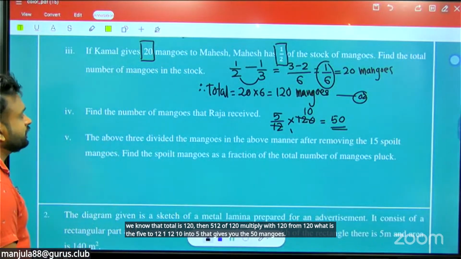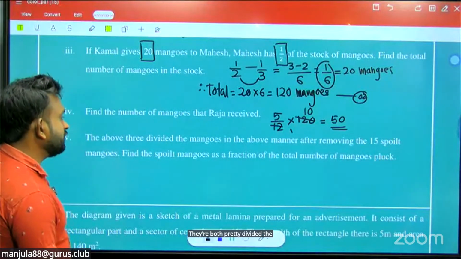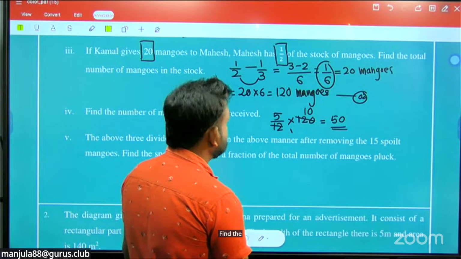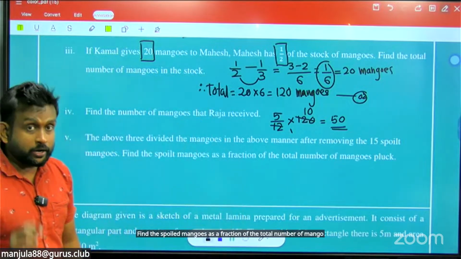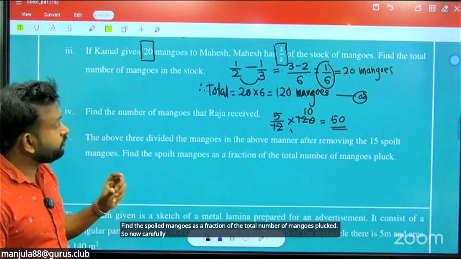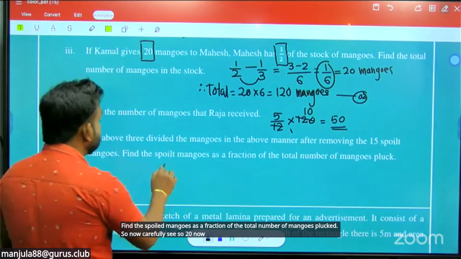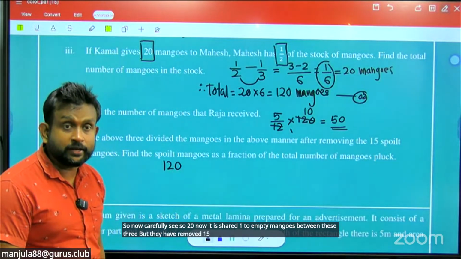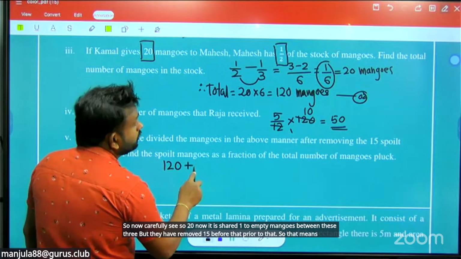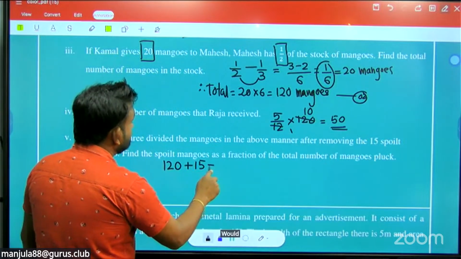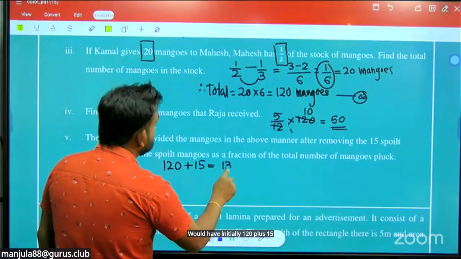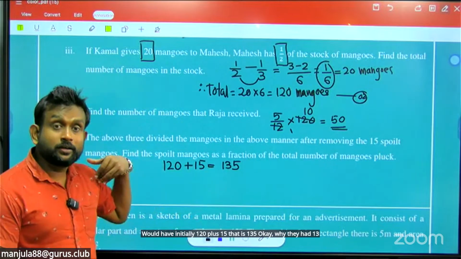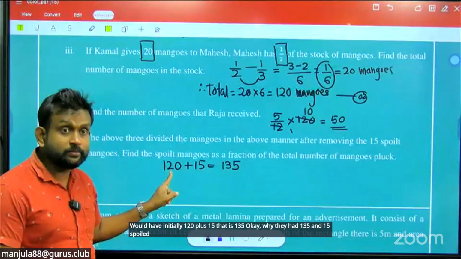The above three divided the mangoes in the above manner after removing 15 spoiled mangoes. Find the spoiled mangoes as a fraction of the total number of mangoes plucked. So now carefully see, the 120 mangoes are shared between these three, but they removed 15 prior to that. So that means how many mangoes would they have initially? 120 plus 15, that is 135. Why? They had 135 and 15 spoiled were removed, then 120 comes, that is divided.